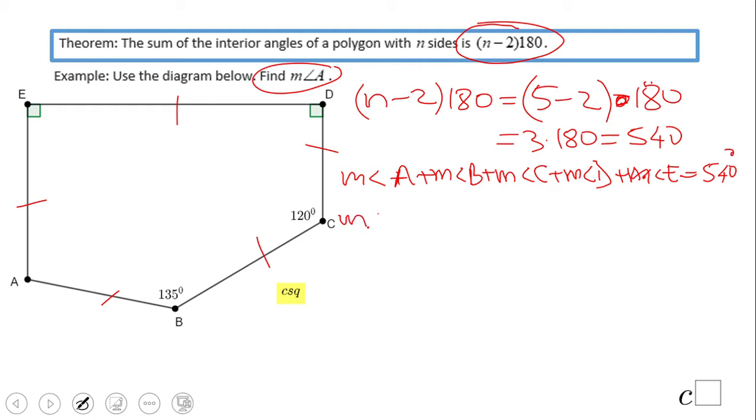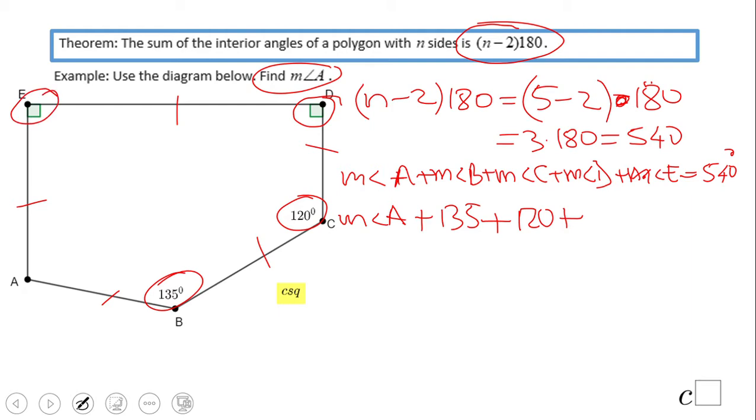And A is the one we need to find out. So let's have measure of angle A here. But B we're looking at is 135 degrees. Okay, so just replace it. C is 120. 120 here, and now let's take a look at D. On D and E, whenever you see that box, you write 90 degrees. Okay, so now similar to the previous problem, we're going to add all those four numbers. So let's do it. 135 plus 120 plus 90 plus 90.